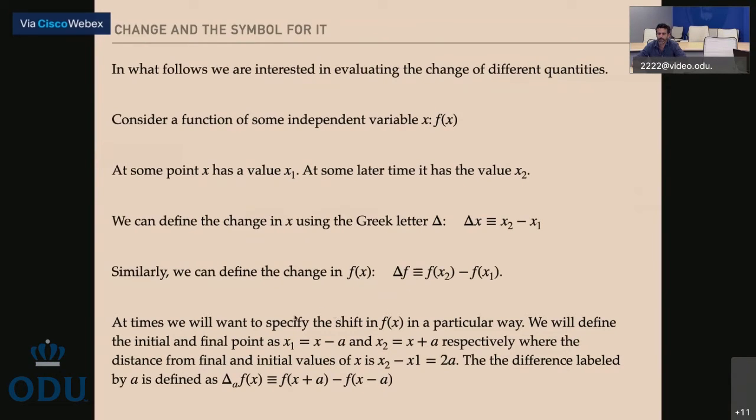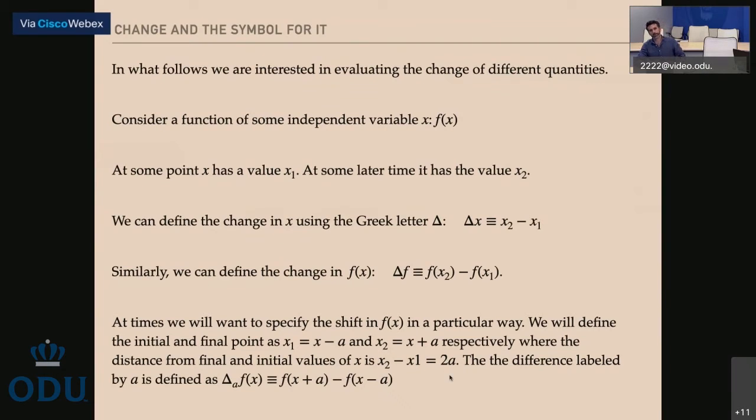Later on, when we're evaluating derivatives, which is the first object that you see in calculus, what we're going to be interested in is evaluating differences of some function in a particular way. In particular, the separation between the initial and the final point is dictated by some parameter a. We define the initial point x1 to be x minus a, and the final point x2 to be x plus a. You see we've defined the difference between x1 and x2 to be a length of 2a. a could be anything really, but it's defined by the difference between the final point and the initial point.